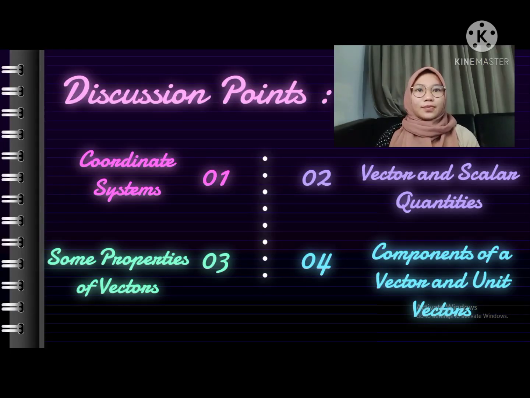Next, discussion point number 1, coordinate system. Number 2, vector and scalar quantities. Number 3, some properties of vectors. Number 4, components of a vector and unit vectors.